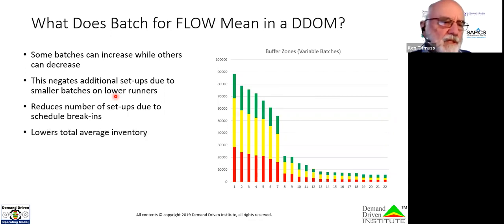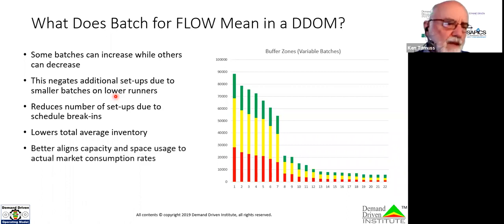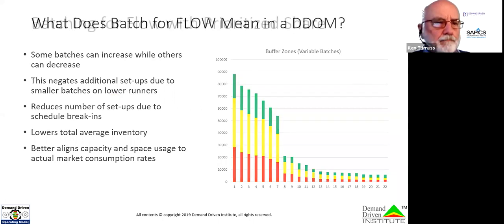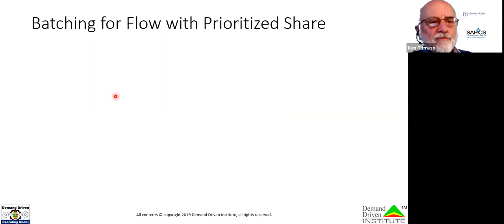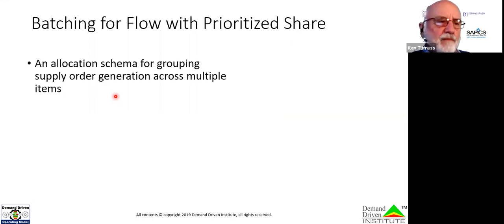So we find that this gives us lower total average tree as well, and better aligns capacity and space usage to the market consumption rates. And then batching for flow with prioritized share.